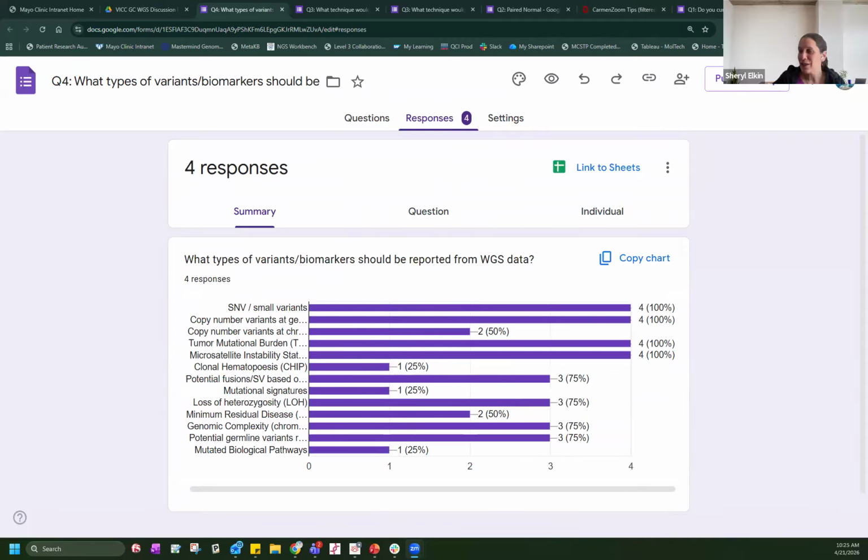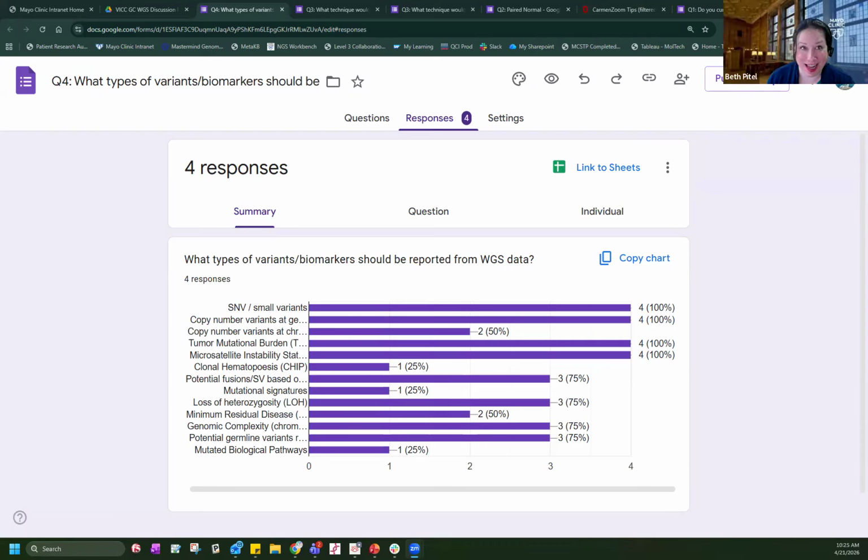It's an interesting question because I think there are some of these things that could be easily reported with a lot less effort from other assays. So maybe you could get it from whole genome, but you don't need to. It's tricky. I don't know how to answer the question.